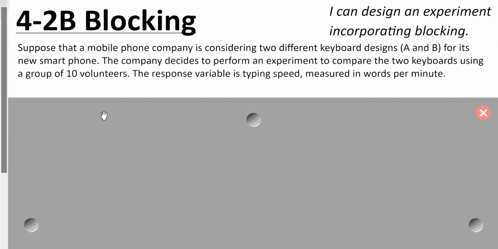So here's the situation. Suppose that a mobile phone company is considering two different keyboard designs, let's just say A and B, for its new smartphone. The company decides to perform an experiment to compare the two keyboards using a group of 10 volunteers. Unfortunately, it's volunteers, so it's not a random sample, but we can keep going with it. The response variable is typing speed, measured in words per minute. So we're trying to figure out typing speed.